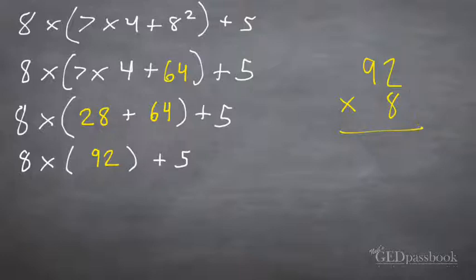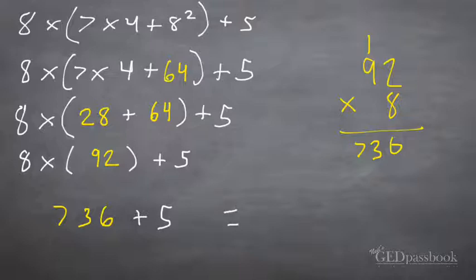What's 8 times 2? What's 8 times 9? 72. Plus 1. So 8 times 9 is 72, plus 1, 73. So guess what? This has become 736 plus 5. What's my final answer?